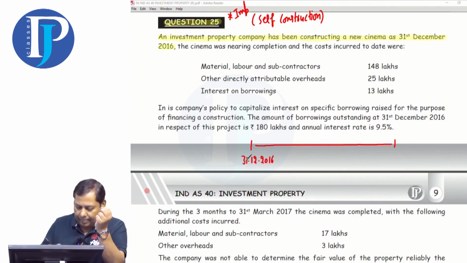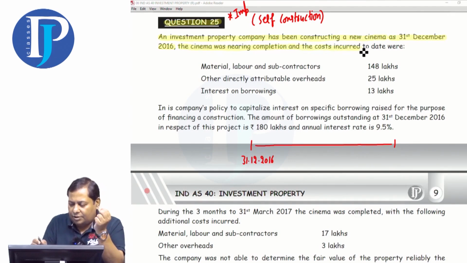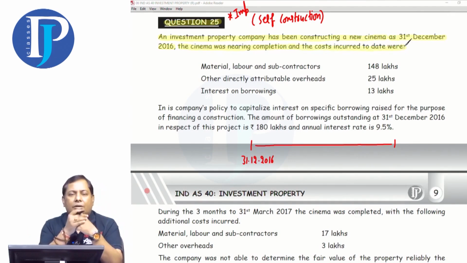Okay. What is written after this? The cinema was nearing completion. And the cost incurred to date is given and work on cinema is about to be completed. And how much money has been spent? Question is telling you about it all.